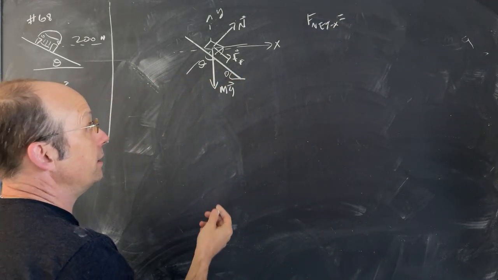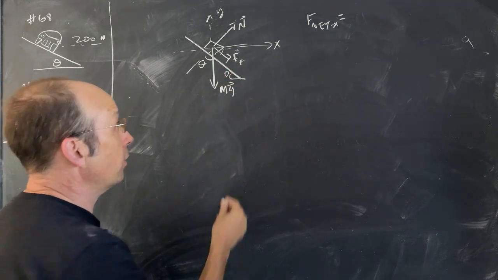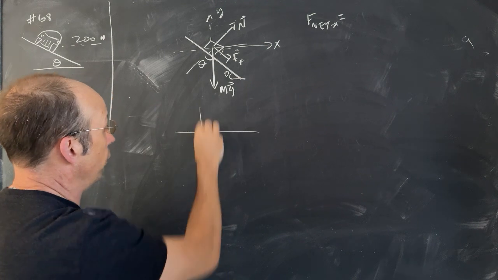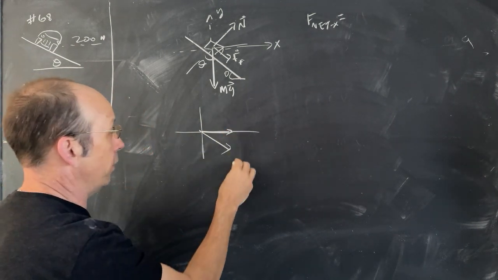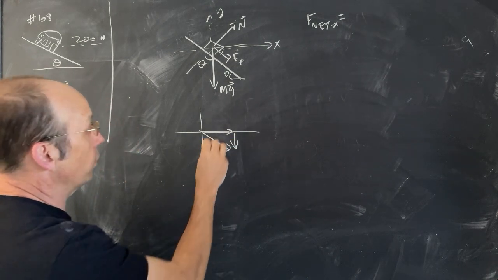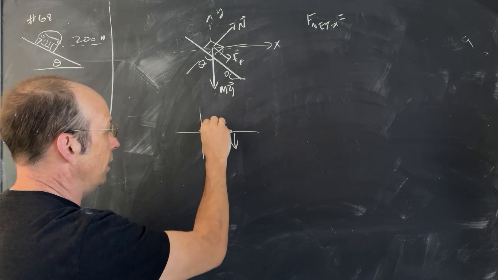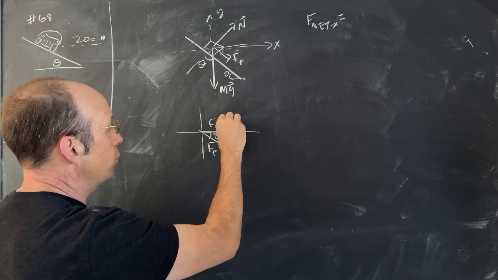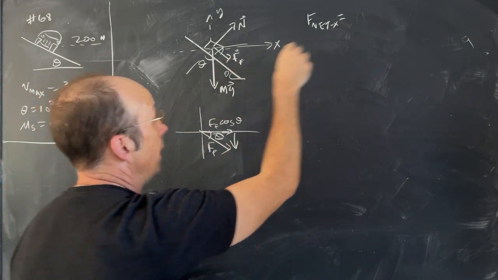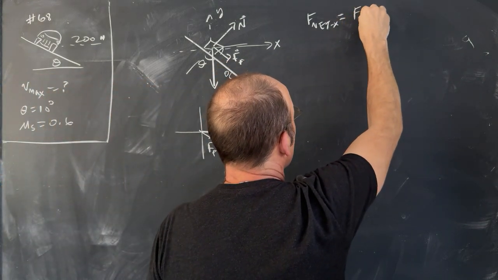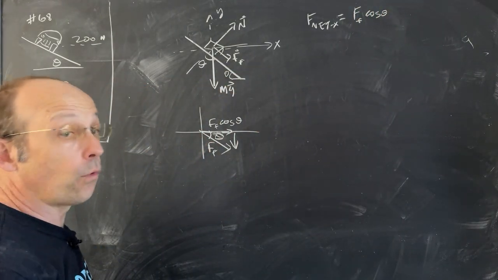Okay, so let's just look. Does gravity act in the x direction? No. Does friction? Well, yeah, it does, right? There's a component of the frictional force. Let me just draw that one frictional force like this. There's my frictional force. This is my x component of the frictional force. That's my y component of the frictional force. And that's the angle theta. So if this is F friction, this would be F friction cosine theta, right? Because it's the adjacent side of that triangle. So the x component of that is going to be F friction cosine theta.